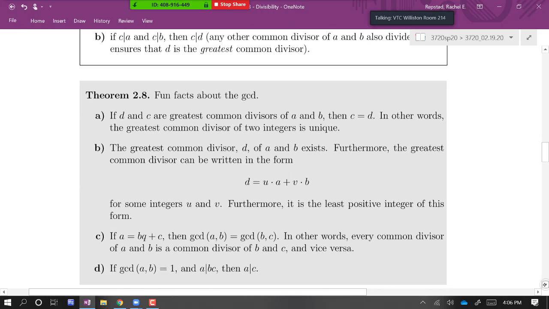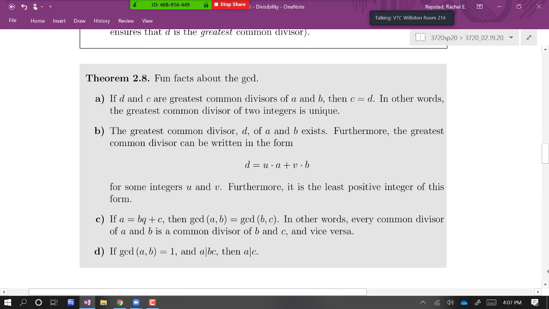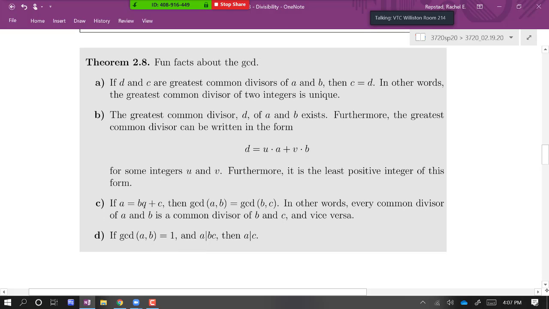Fun facts about the greatest common divisor. The greatest common divisor of two integers is unique. The greatest common divisor of two integers exists. Sometimes that greatest common divisor is 1, right? Like think 7 and 12 or something. You think, oh, they have nothing in common. Well, everything always has 1 in common. So sometimes the greatest common divisor is 1.